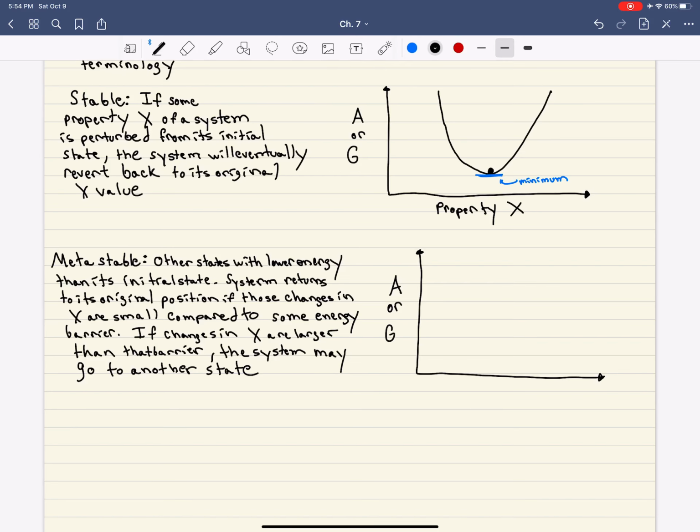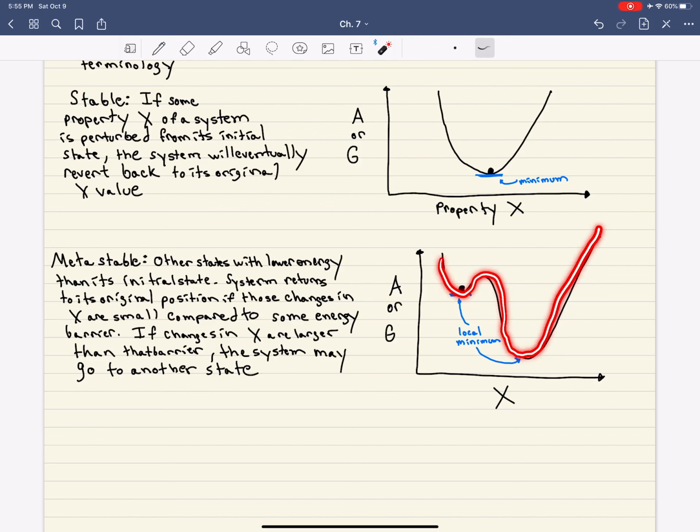So the y-axis is still A or G, x-axis is still property X. And so if we have a metastable system, we wouldn't expect a curve like this, but rather we would expect a curve like this. Okay? And let's say that the initial state of our system is here. Right? And we see that the system is at a minimum in its energy, in its Helmholtz or its Gibbs energy. But it's not like a global minimum, right? In fact, what we have here is like a local minimum. And we see if we trace along other parts of the curve that there's also other minimums in the energy, like one here. Okay? But in any case, initially the system is in some sort of equilibrium state.